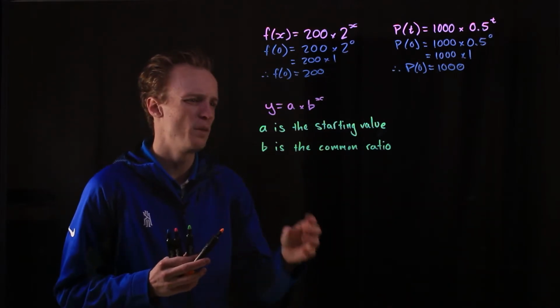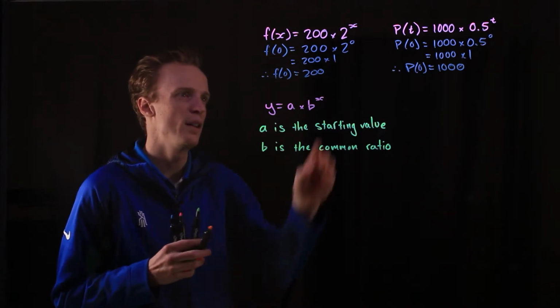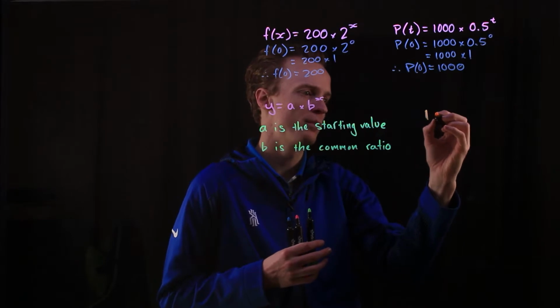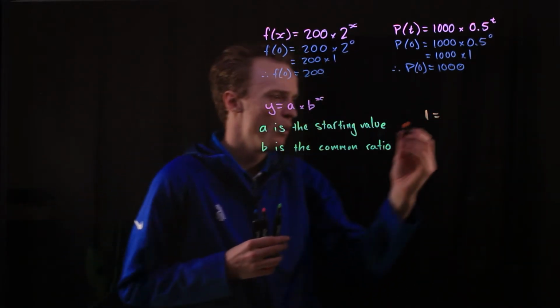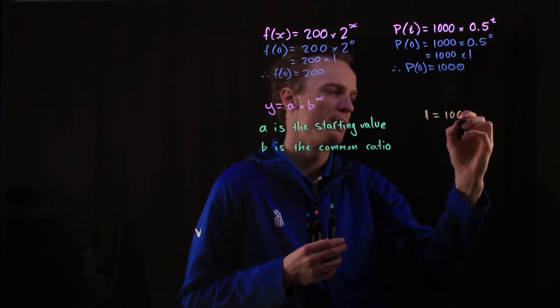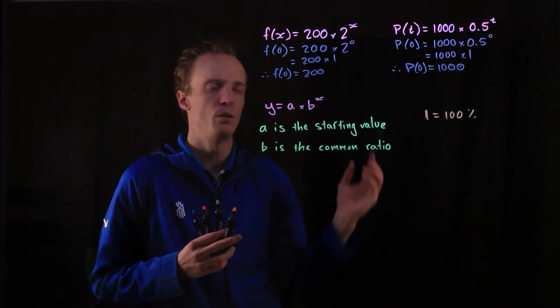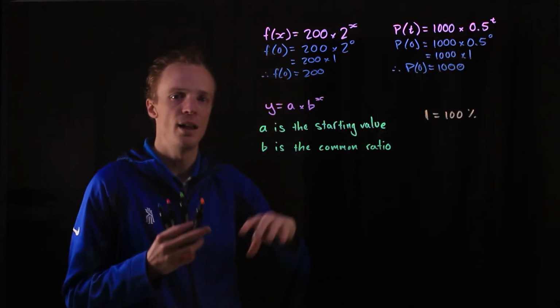But to help explain what the common ratio is, let's first consider what would happen if my b value was equal to 1. Well, let's think about 1 as a percentage for an example. 1 as a percentage is 100%. What that would mean is if my b value was equal to 1, my population here is going to be stable.